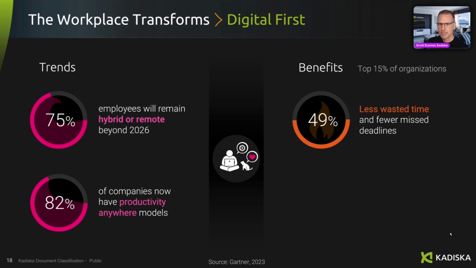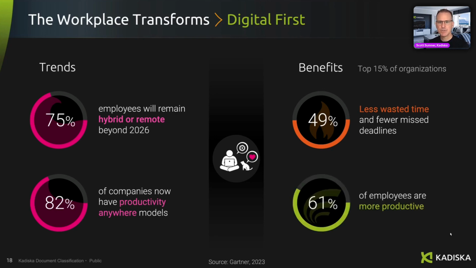But there's more tangible benefits than just the employees themselves and trying to recruit and engage talent. The top 15% of organizations have achieved more of the digital workplace itself, so the excellence in that space, find that almost half as many deadlines are being missed, and also a lot less time being wasted by employees who are more engaged and more focused on tasks and also not waiting for their IT systems and applications to load. This also results in 61% of employees being more productive.